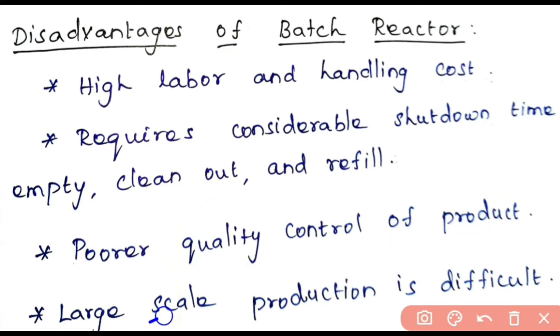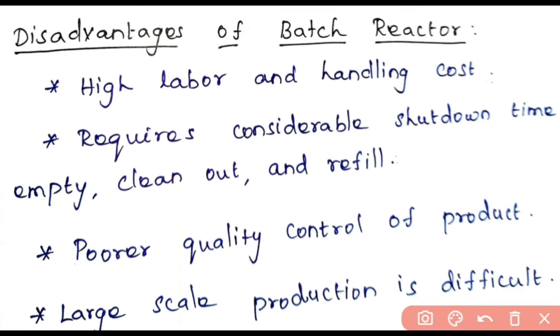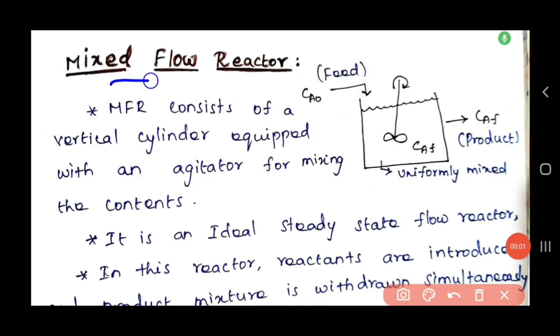Then large scale production is difficult in the batch reactor, because you need a very big reactor for large scale production. So it is economically not feasible. So for large scale production, we are going for mixed flow reactor or plug flow reactor. We are going for continuous system for large scale production. We will see about mixed flow reactor.